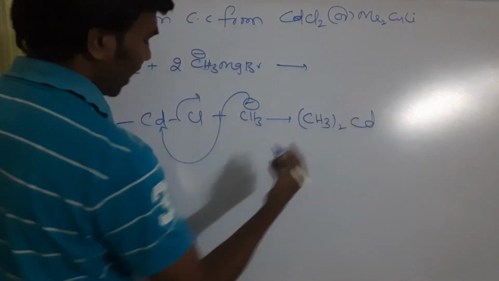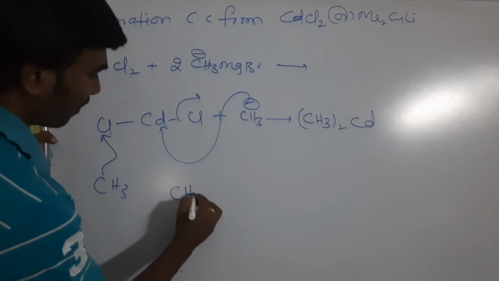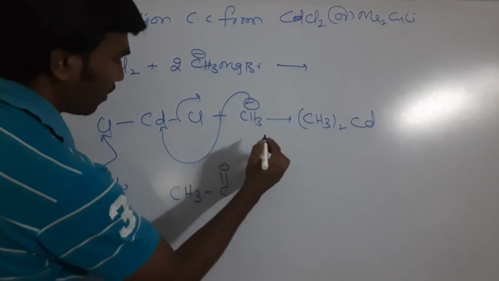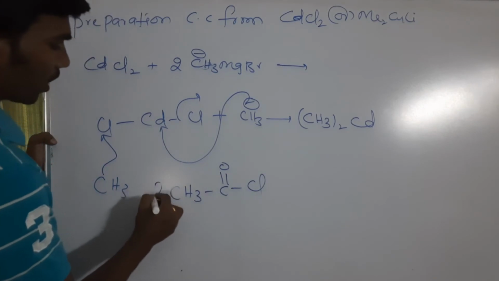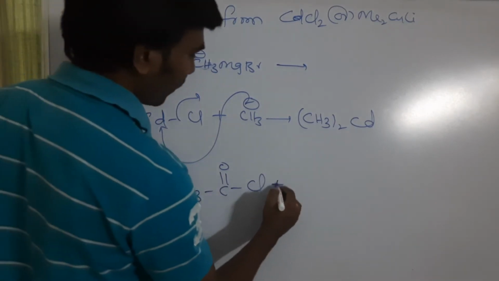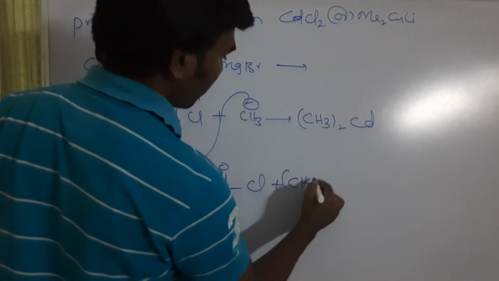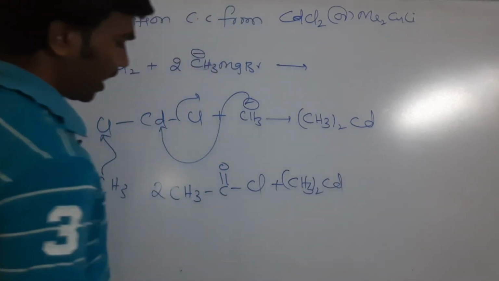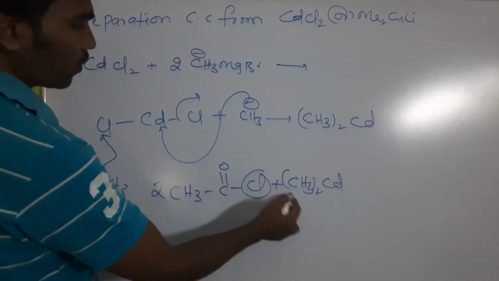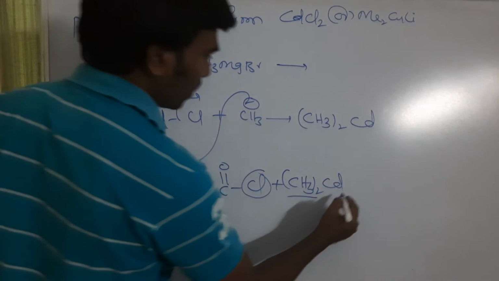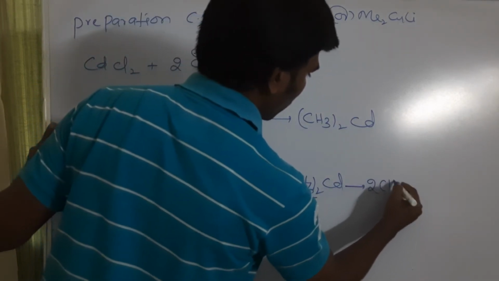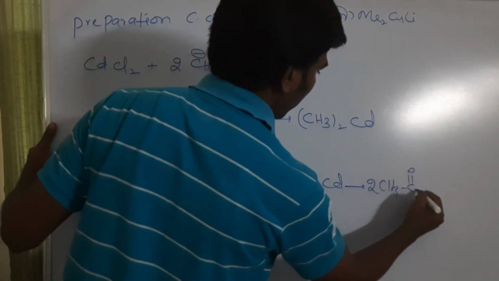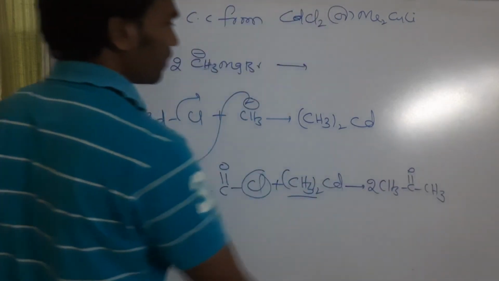So this dimethyl cadmium, for example, will react with 2 moles of acyl chloride. So when it is reacting with dimethyl cadmium, these 2 chlorine groups are replaced by these 2 methyl groups. So that we are going to get 2 moles of acetone. 2 moles of acetone we will get. So this is one of the best methods.